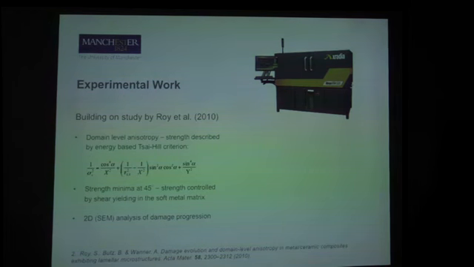This experimental work is in many ways building on work done by Roy and Wanner, where they looked at the domain level anisotropy in those single domain samples. They said that you can fairly well describe their strength via the energy-based Tsai-Hill criterion, with the strength being minimized at around 45 degrees due to yielding in the soft metal matrix. They went on from that to look at 2D, using SEM images, at the damage progression under compression.